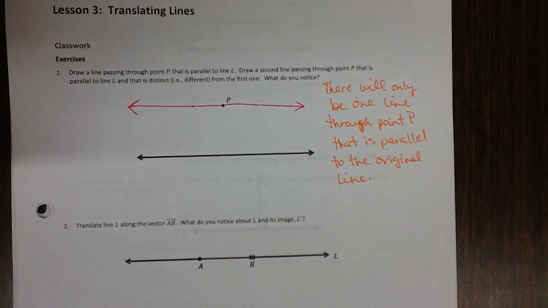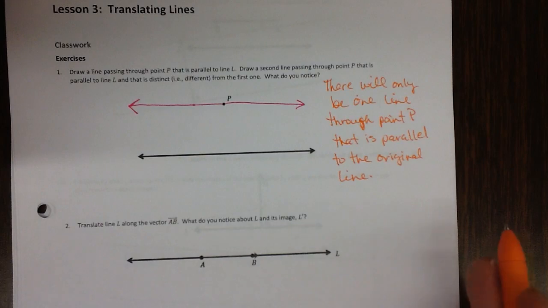Okay, in number 2 it says translate line L along vector AB. What do you notice about L and its image L prime? Okay, so same thing here. We're going to move the line. Okay, our vector is from A to B. Now when you see the vector sign, the first letter is the tail, the second letter is the tip. So it's going from A to B. So we're going to move it to the right.